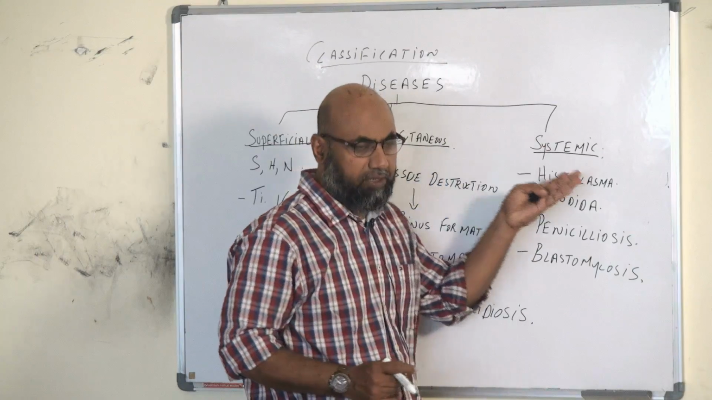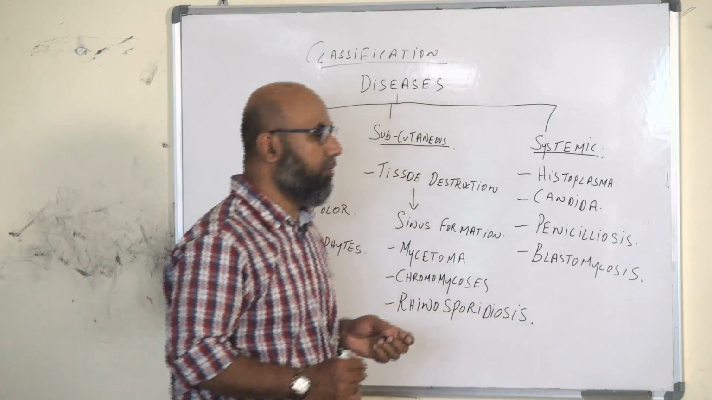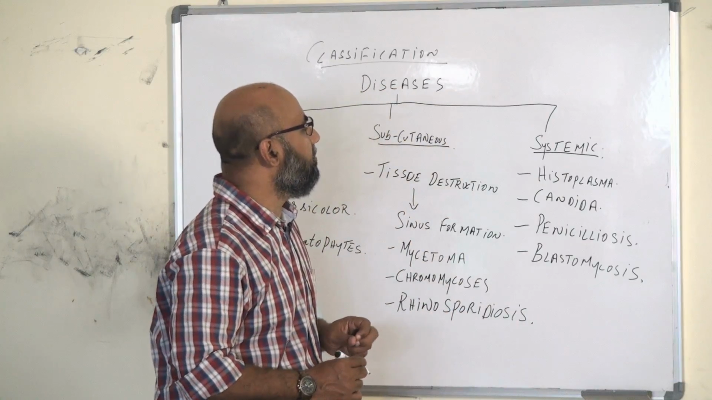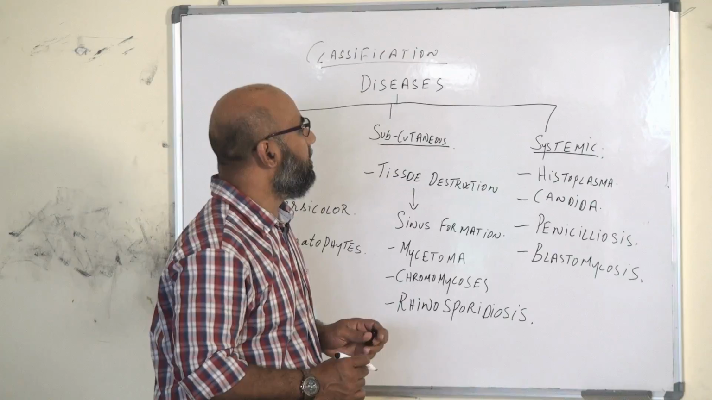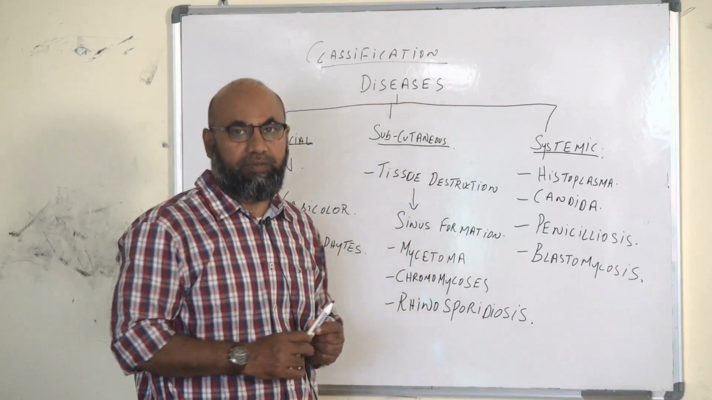Mainly they are invading the bloodstream, reaching different organs of the body, and characteristically found in immunocompromised individuals as opportunistic infections. Okay, so this is as far as the classification is concerned.